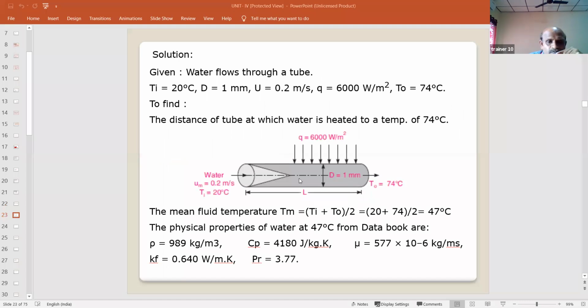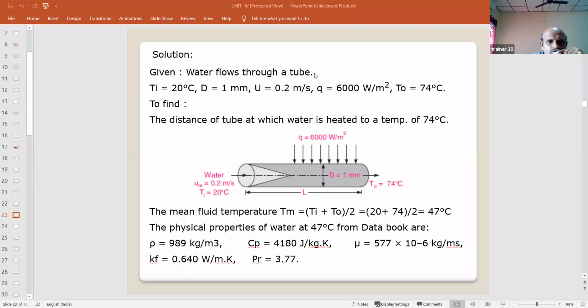So this is the problem, this is the configuration. This is the pipeline through which water is flowing with velocity 0.2 meter per second. Inlet temperature is 20 degrees centigrade. Outlet temperature is 74 degrees centigrade. Diameter is given. Heat flux over the pipeline is also given. Now what we have to calculate is this value.